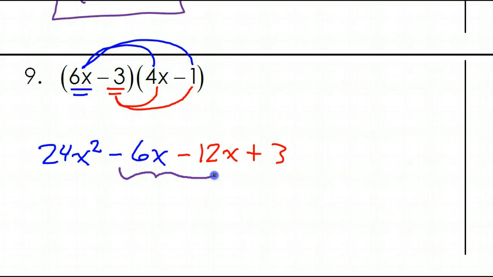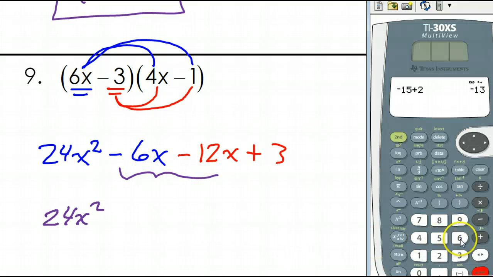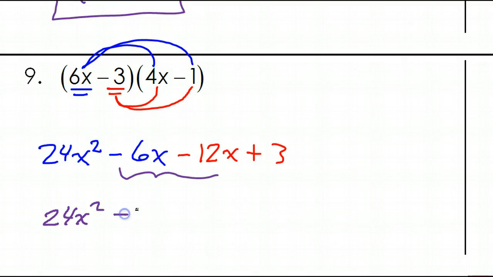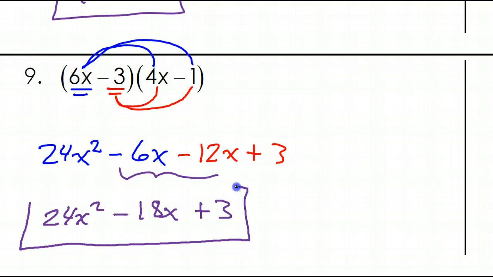Now we will combine these like terms. I will bring down my 24x squared, but negative 6 and negative 12. Alright, this is like having negative 6 plus negative 12. Alright, combining like terms, you can always add. So that's going to be negative 18. So I'm going to write negative 18x. And then bring down your plus 3. So that is your answer for number 9.